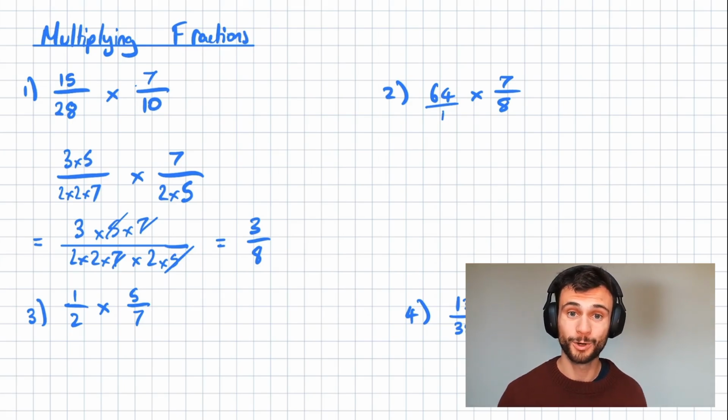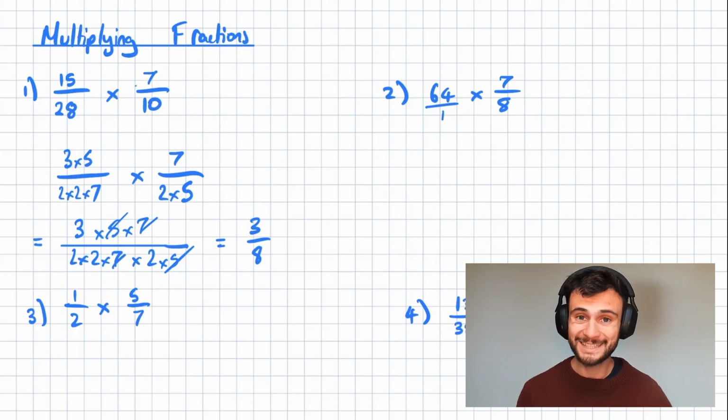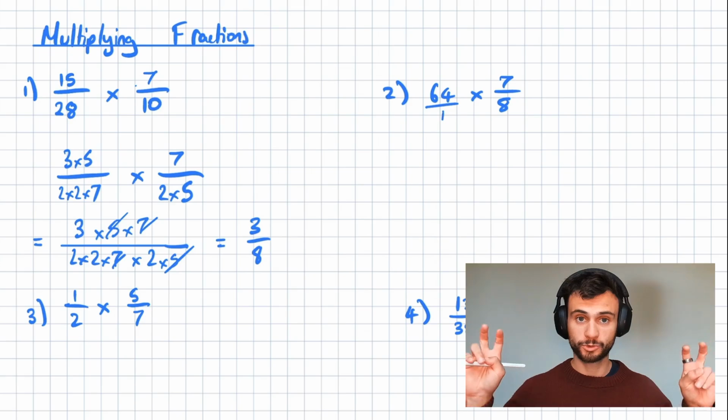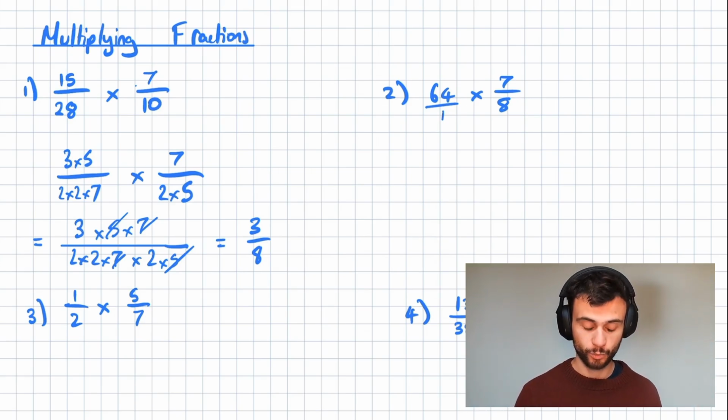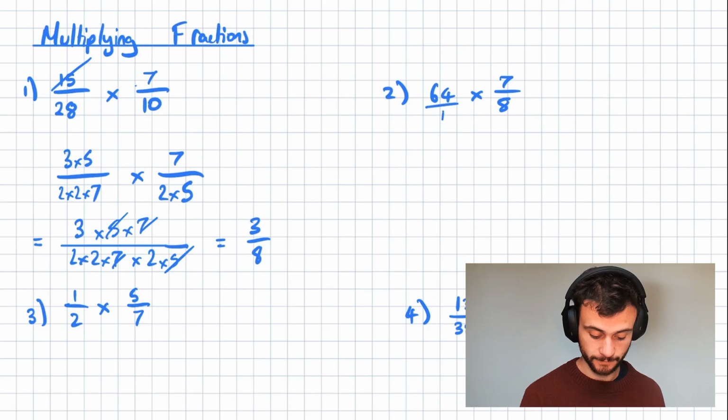So this method will always work. It's very practical. It's relatively efficient. There is a slightly more efficient method, which is the more formal cross-cancelling technique, where you look and say, well, this is a factor of 5. This also has a factor of 5. So we're just going to divide them both by 5.